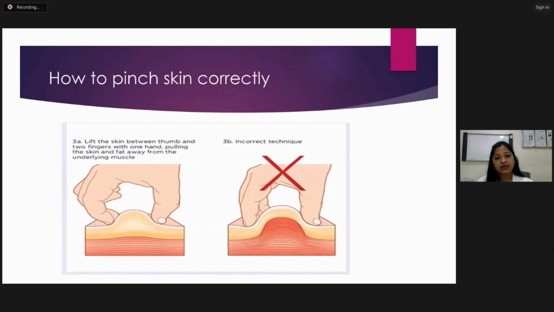How to pinch the skin correctly before taking the insulin? We have to tell the patient that they have to lift the fat only, not the muscle. So they have to lift it with 2 fingers and 1 thumb, not with 4 fingers and thumb, pinching it slightly.